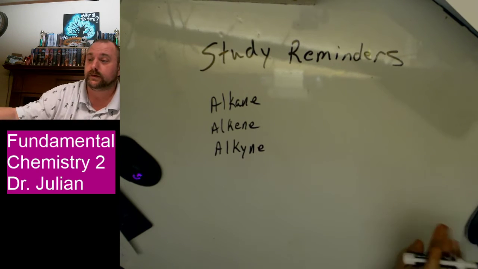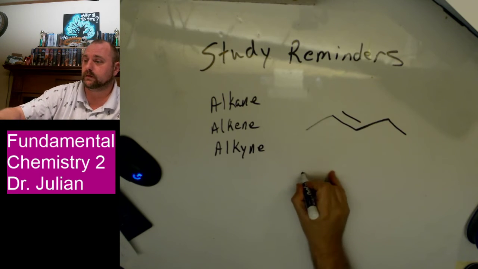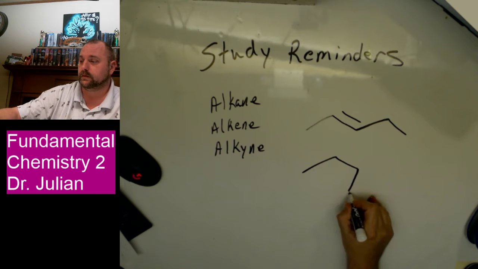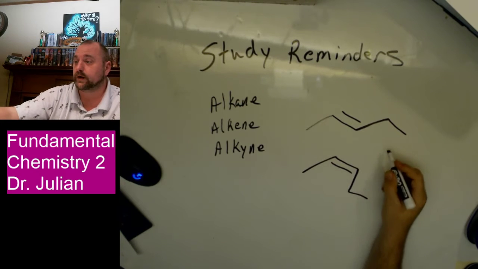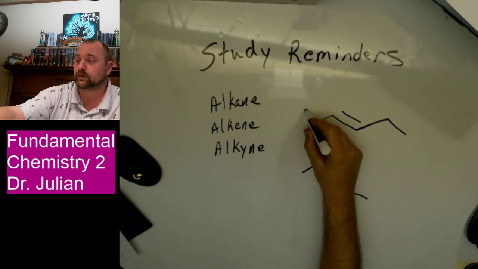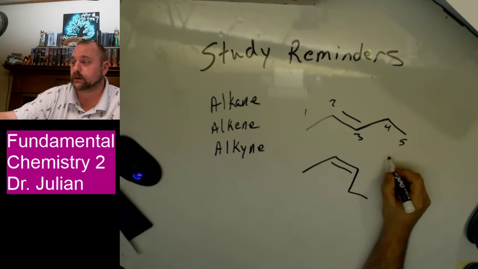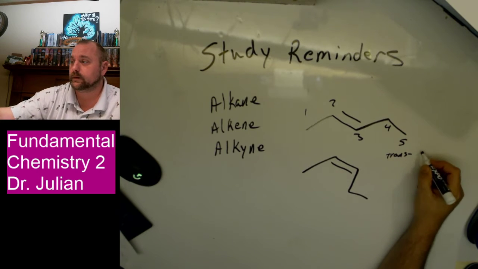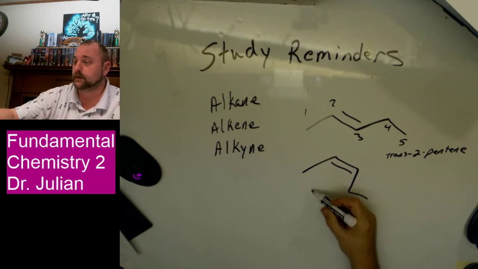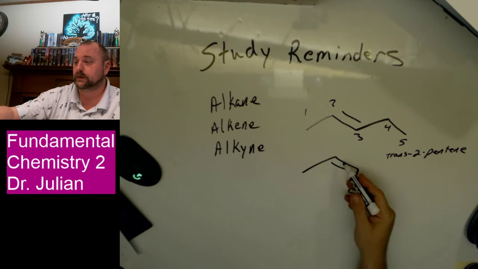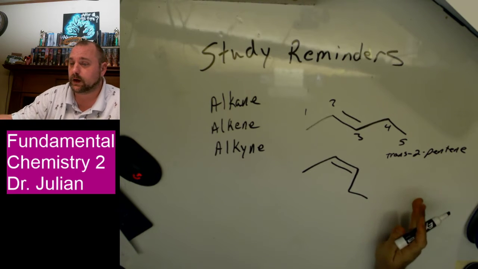We want to look at alkenes. Make sure that we can name these. Don't forget you've got to include whether it's cis or trans. So this one happens to be trans. So 1, 2, 3, 4, 5. So this would be trans-2-pentene, right? 1, 2, 3, 4, 5. This would be cis-2-pentene. All right. So make sure you're able to remember those.